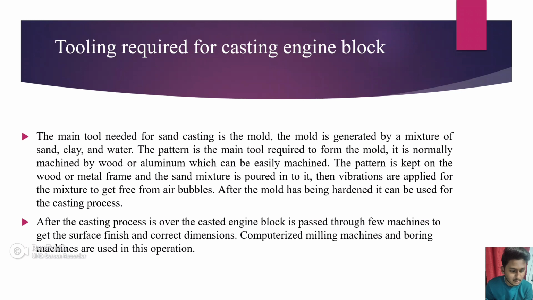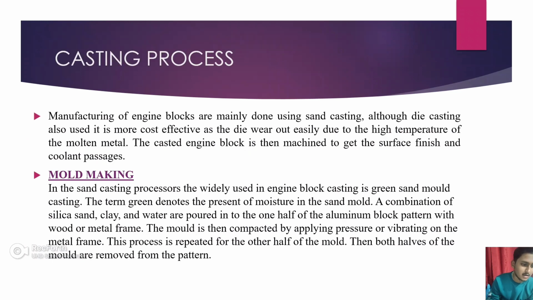Tooling required for casting the engine block. The main tool needed for cast iron is the mold. The mold is generally made from a mixture of sand, clay and water. The pattern is the main tool required to form the mold. It is normally made of wood or aluminum, which can be easily machined.